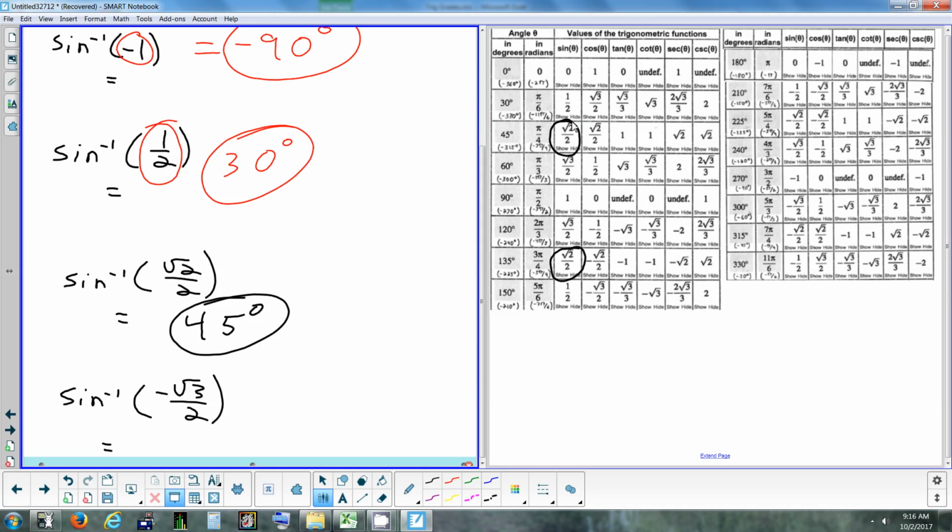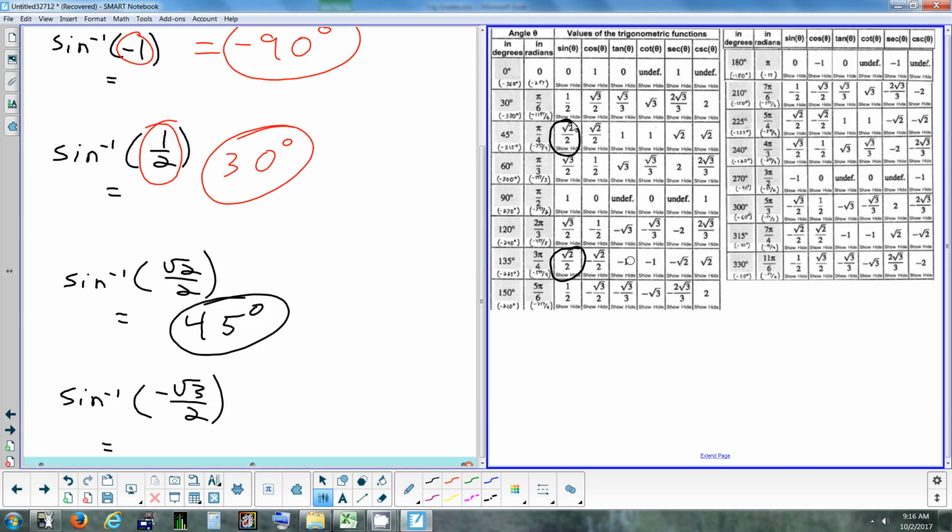Okay, and now let's look at the last one. Inverse sine negative root 3 over 2. All right, so Faith, what row did you find negative root 3 over 2 in? Negative 60. All right, so if we go along our table, you find it right there. Did you find it in any other row?